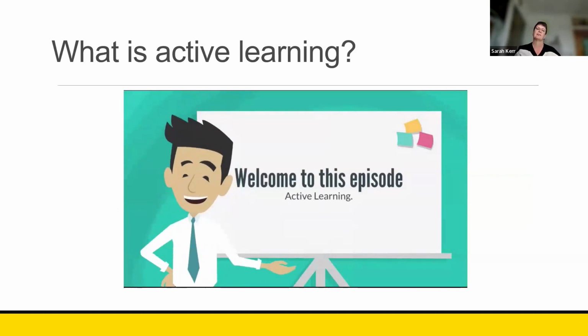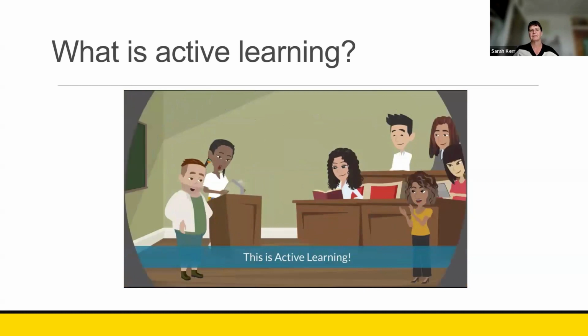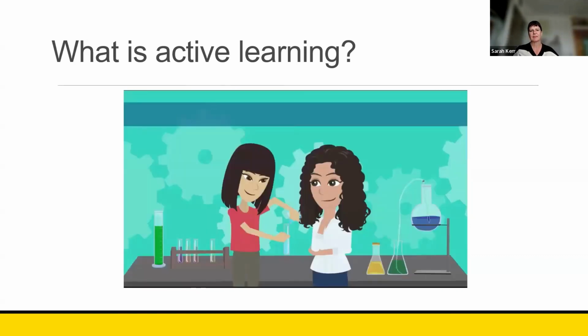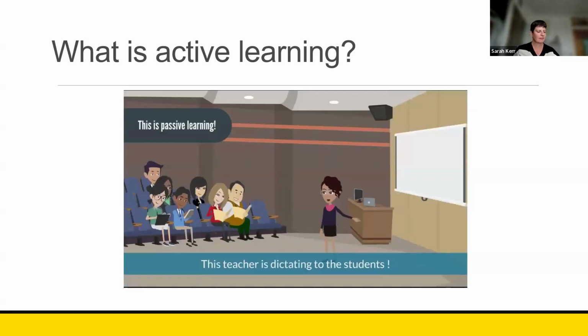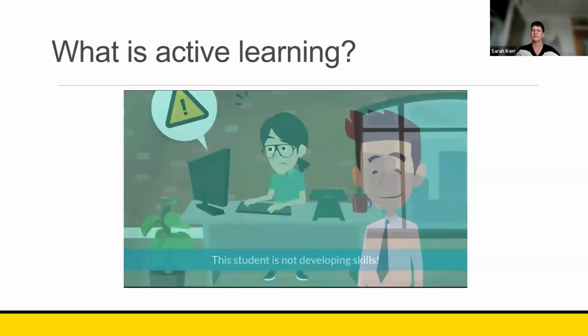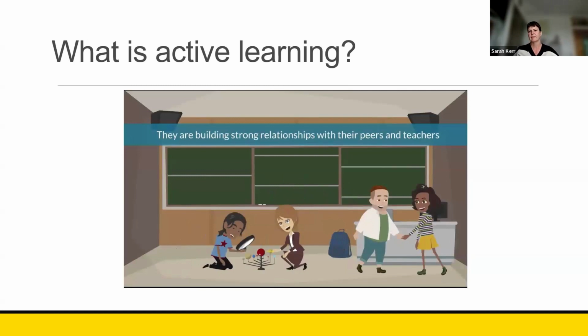Welcome to this episode on active learning. Active learning is a pedagogical strategy where students are actively and not passively engaged in the learning process. Active learning ensures that students go beyond passively listening to their teachers in the classroom by giving them a role to play in their own learning. As a result of active learning, students are able to develop skills such as critical thinking and collaboration. In contrast, passive learning occurs when a teacher dictates the learning. In other words, students receive information and memorize it, making it difficult for students to develop skills. A benefit of active learning includes motivating students to become more engaged in the process of learning and building stronger relationships with their peers and teachers.